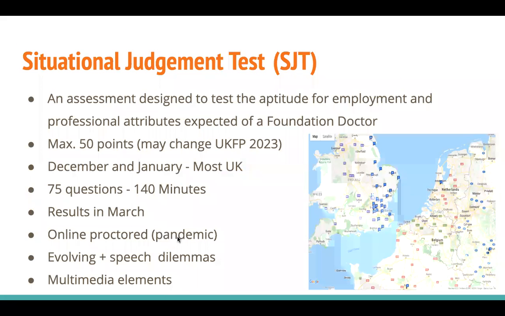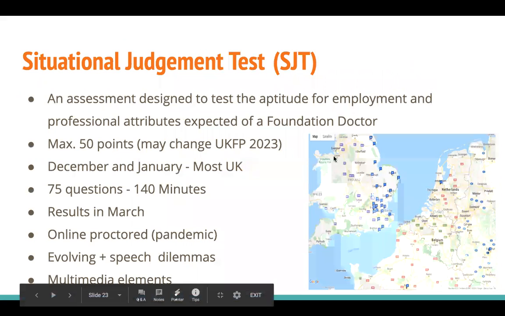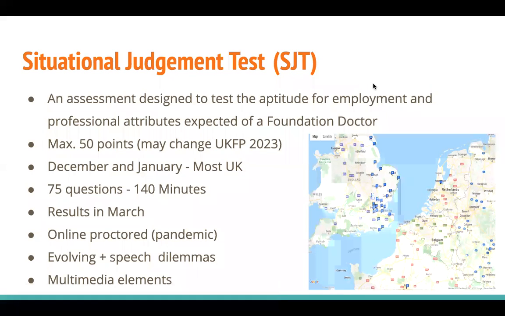Okay, next slide. So the SJT, the situational judgment test, is an assessment designed to test the aptitude for employment and professional attributes expected of a foundation doctor. You're just going to get a bunch of scenarios, and you're going to have to answer them how a doctor would, and you'll get max 50 points from that. As I said, it may change if you're going to be in that year. And it usually takes place in December and January, and it's mostly in the UK.